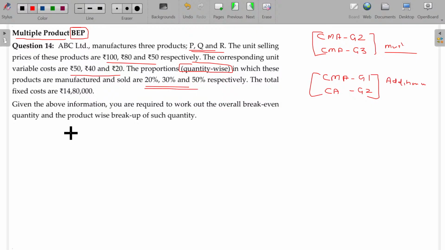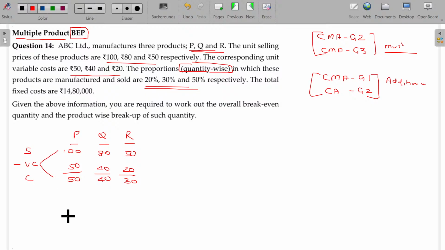So you have three products P, Q and R. Sale price of P being 100, Q being 80, R being 50. Variable cost in this case being 50, 40, 20. Contribution here being 50, 40 and 30.